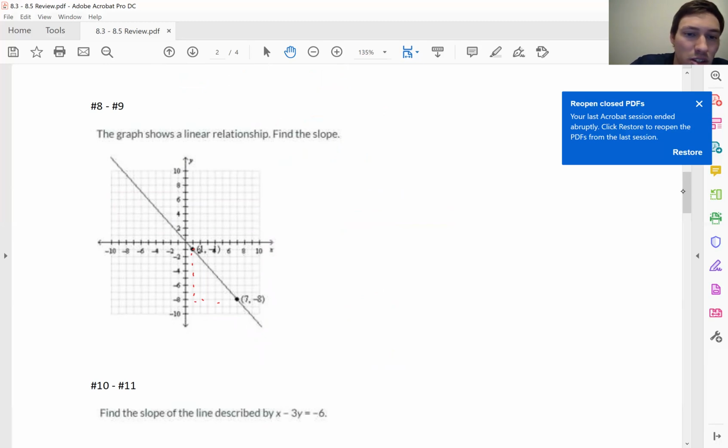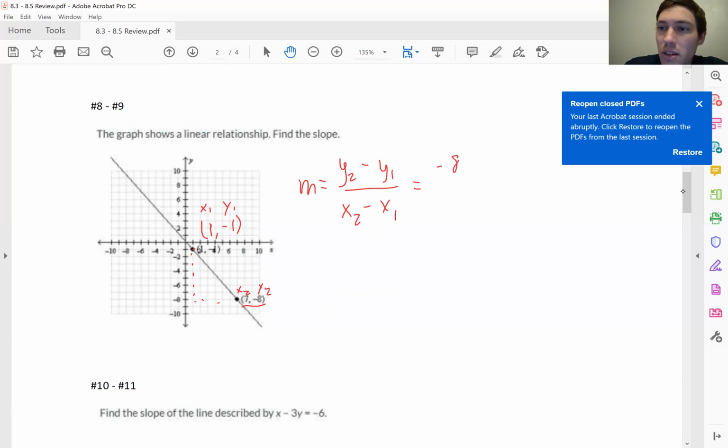So this one's a little hard to see. This is the point (1, -1), and that's the point (7, -8). So again, I can label these. My equation again is m equals y sub 2 minus y sub 1 all over x sub 2 minus x sub 1. I'm going to call this x sub 1, y sub 1, which makes this x sub 2, y sub 2.